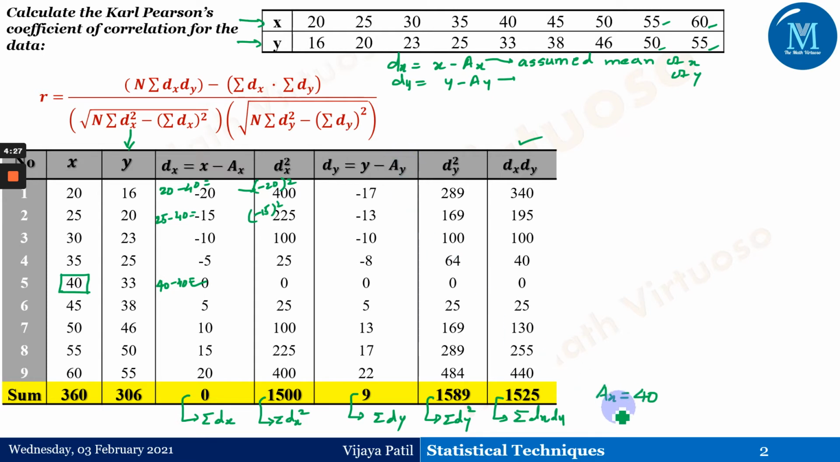So now ay is here. We have considered ay as 33. There is no such written rule, but yes, we should have this dx come out as small numbers, because what is our motto, or the purpose of taking this dx or dy? It is to reduce these numbers.